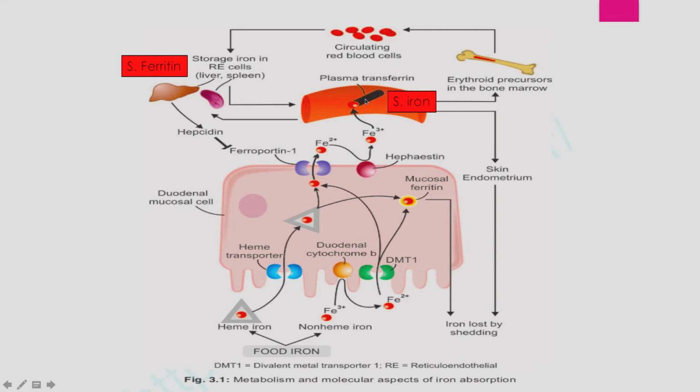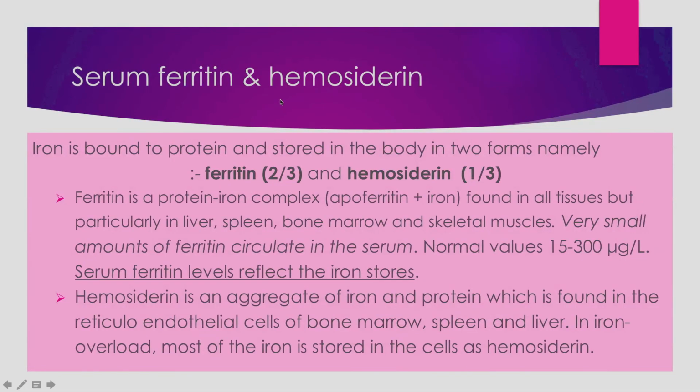Right, so once again, the plasma contains two types of iron, or iron bound to two types of protein. One is serum iron and another is serum ferritin. So now let us study the serum ferritin. Serum ferritin is a lab test, as well as hemosiderin is also a lab test. So iron is bound to protein and stored in the body in two forms. One is ferritin and one is hemosiderin.